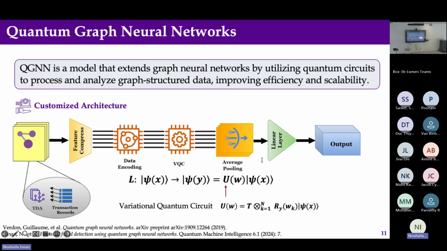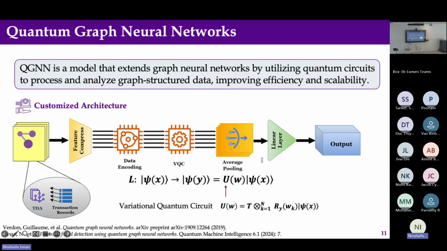It starts with the data, then you do feature compression. Here the input graph data undergoes dimensionality reduction while retaining the essential information. Then encoding, as I explained before.